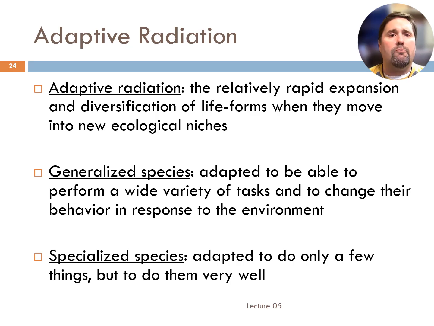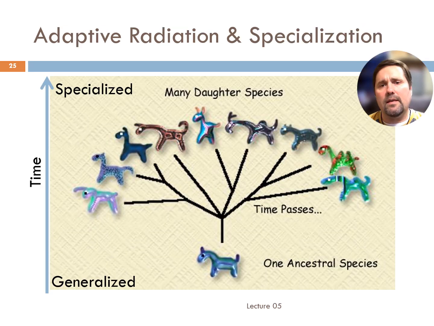Understanding adaptive radiation requires understanding generalized and specialized traits. Some animals are generalized. They're adapted to be able to perform a wide variety of tasks and to change their behavior in response to the environment, but they may not be particularly efficient at what they do. Specialized species follow the opposite strategy. They're adapted to do only a few things, but to do them very well. Usually, only generalized species are able to take full advantage of new niches because they are able to change to fit the new environment. Thus, the ancestral species of an adaptive radiation is almost always more generalized, and its descendants are more specialized.